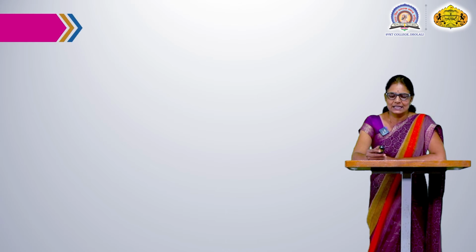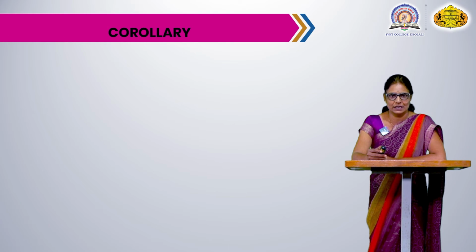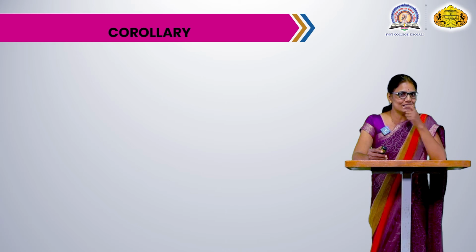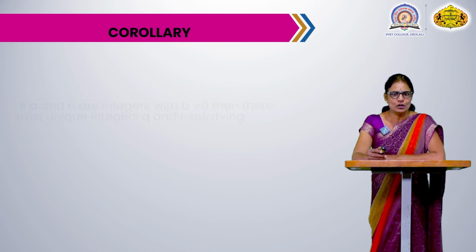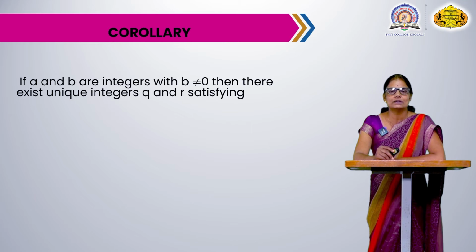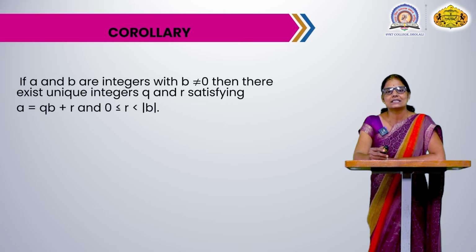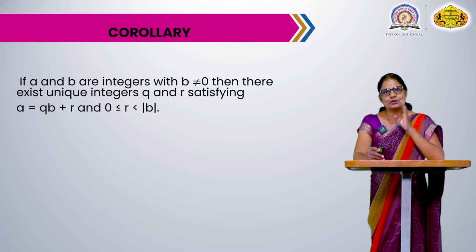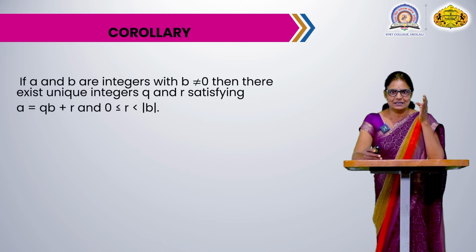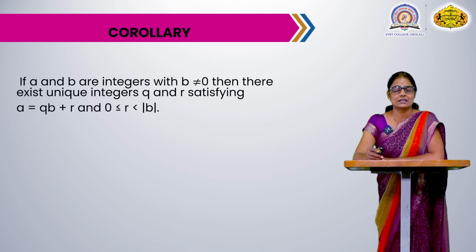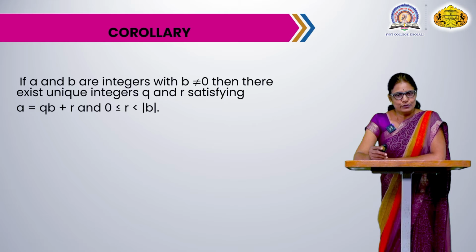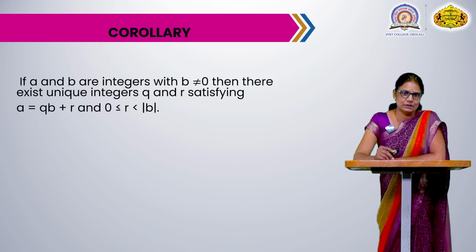Now depending on this, let us consider one theorem which is called a corollary. A statement which is proved by using some theorem is called a corollary. So this is our statement of the corollary. If a and b are integers with b not equal to 0, then there exist unique integers q and r satisfying the equation a equals bq plus r and 0 less than or equal to r strictly less than mod b. In the division algorithm theorem we considered b greater than 0, and here we consider b not equal to 0. We prove this statement by using the division algorithm theorem.